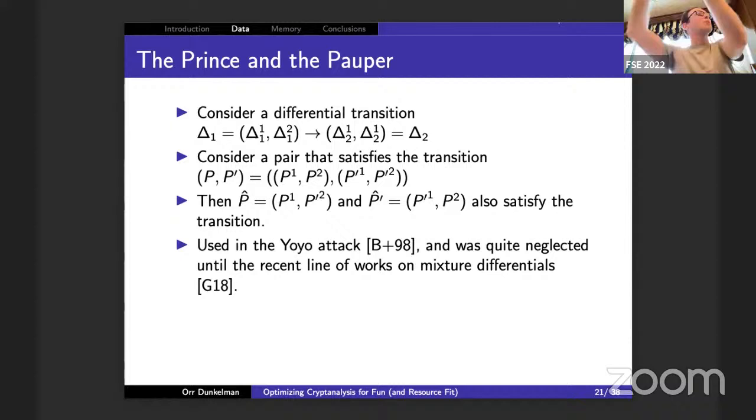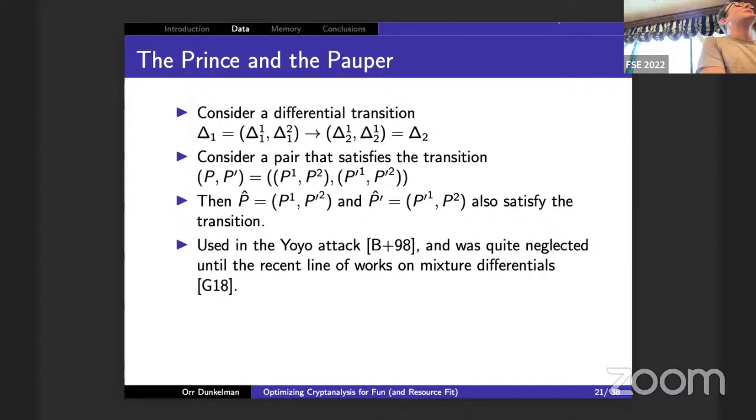And let's assume that you succeeded in finding such a pair that satisfies this transition. You can actually mix and match. If I take the first half from the first plaintext and the second half from the second plaintext, these are new values. And I take the second half from the first plaintext and the first half from the second, you get a new value, and they also satisfy the transition because these are actually the same values.